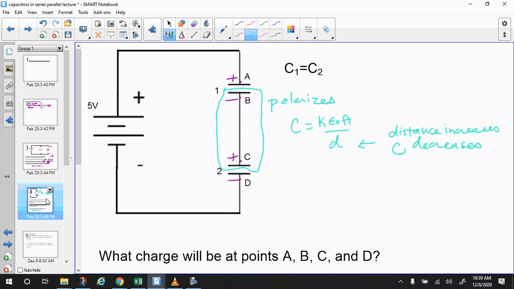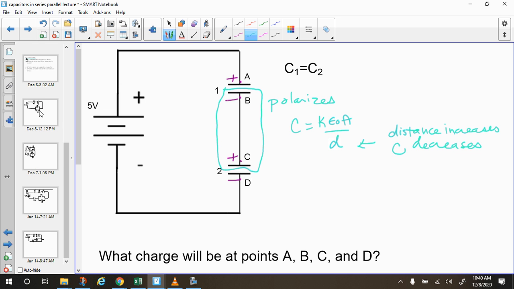So here, if we had a total potential difference of 5 volts, we would have 5 volts of potential here, and then since these capacitors are the same, we would have 2.5 volts of potential here and 2.5 volts of potential here.